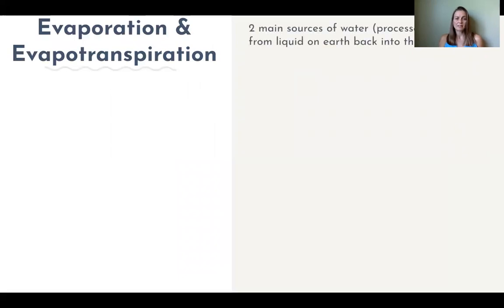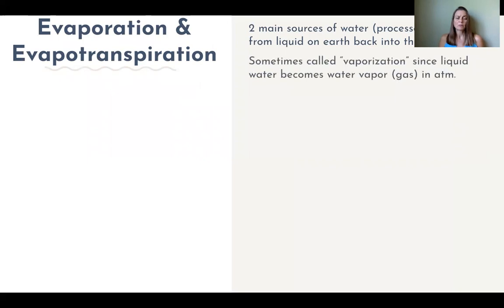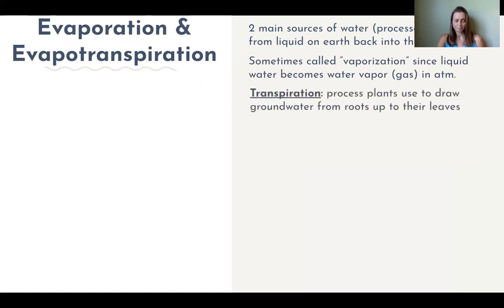Okay, so back to that cycle. There are two main processes that cycle water from liquid on Earth back into the atmosphere, and those are evaporation and evapotranspiration. Evaporation is one that's probably very familiar to you. This is the one that's sometimes called vaporization. Liquid water becomes water vapor in the atmosphere. That's just driven by heat, by sunlight.